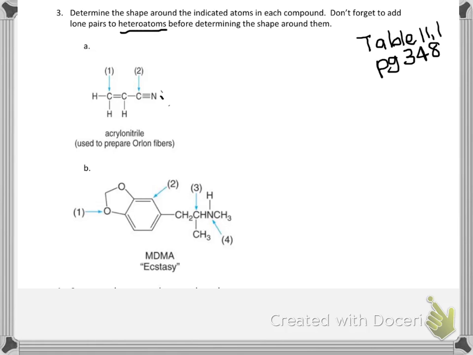the shape of. So let's go back, and if I look at number 1, I'm looking at this carbon right here, and I see that this carbon has 1, 2, 3, 4 bonds and 0 lone pairs. And so number 1 is, with 4 bonds and 0 lone pairs, it's tetrahedral.